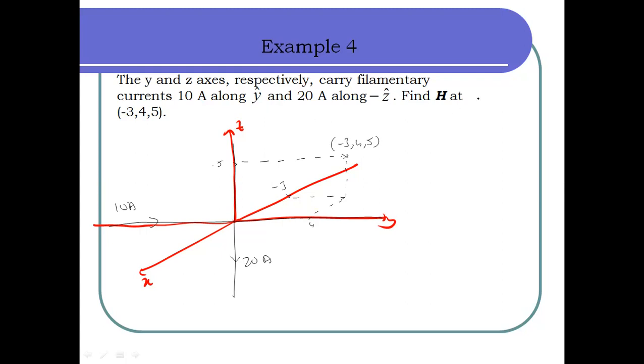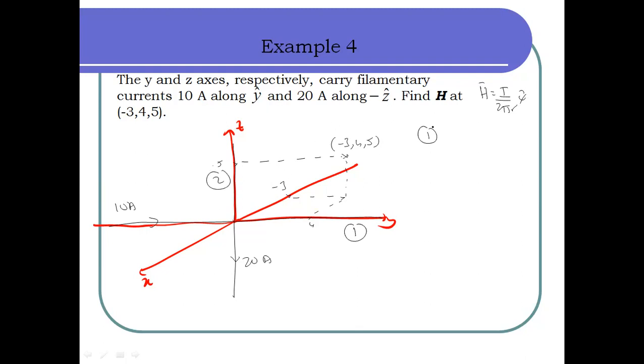Since the length is infinite, we can use the equation that we have learned before, where the H field should be equal to I over 2 pi r in the direction of phi. Since we have two filament currents, we label the first one here on the y-axis, and the second one here on the z-axis.